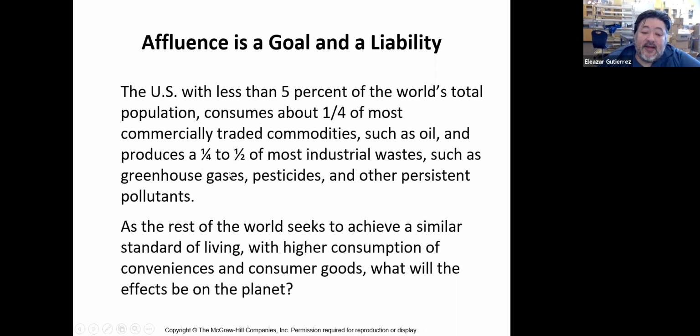As the rest of the world seeks to achieve a similar standard of living, with higher consumption of conveniences and consumer goods, what will be the effect on the planet? Can you imagine if the rest of the world chose to do what we did? There would not be enough anything to go around.